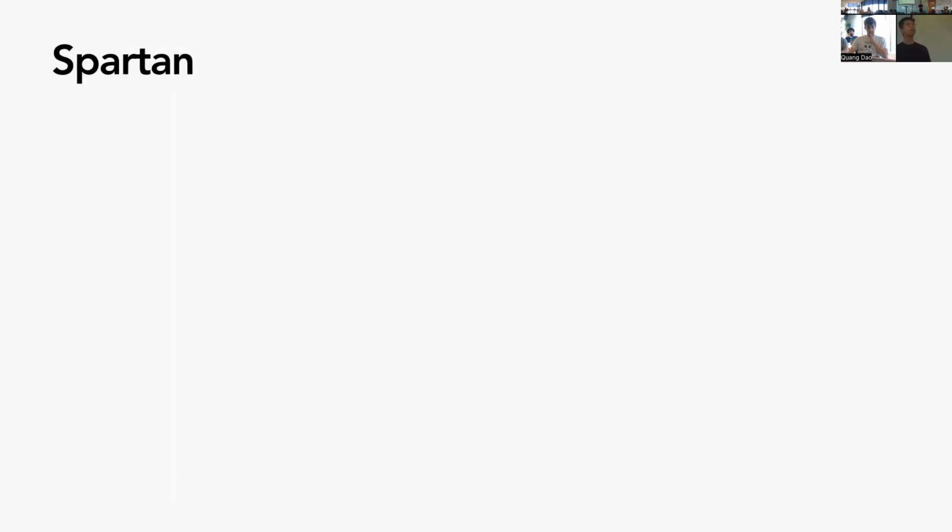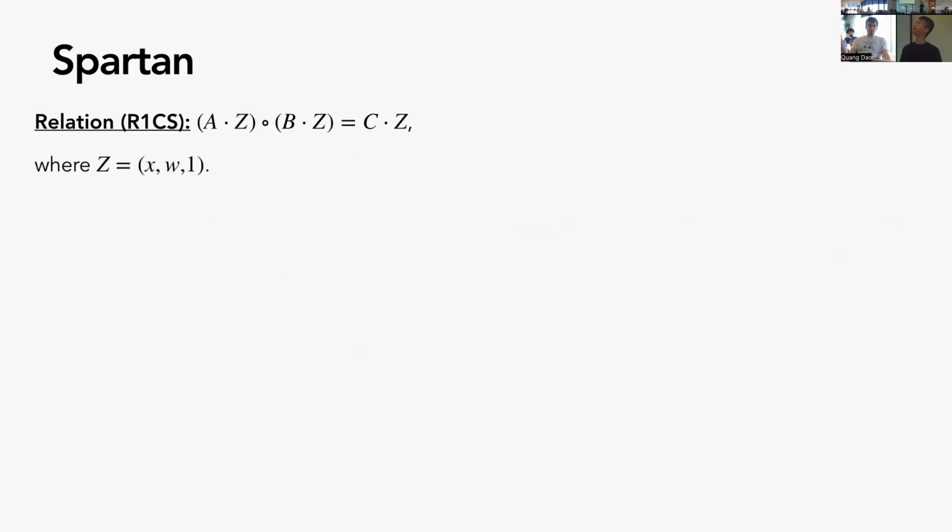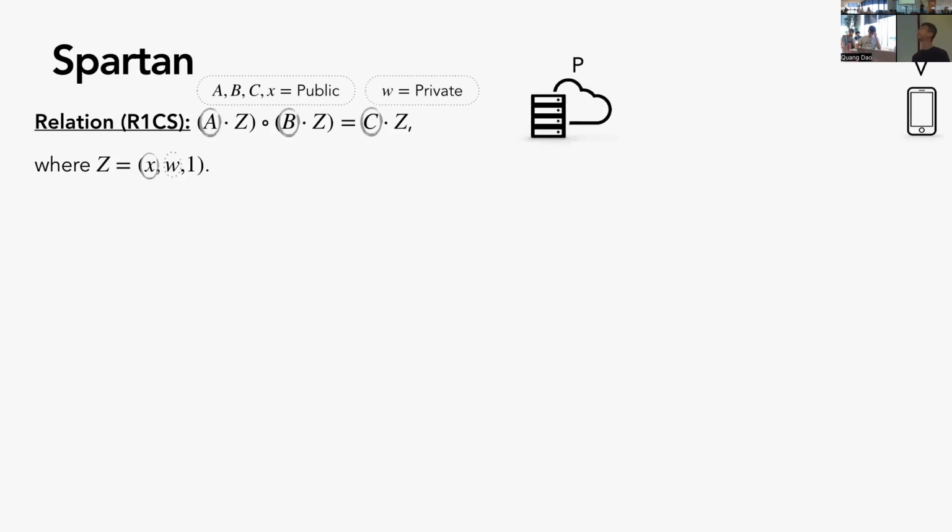Okay, so Spartan is a different proof system. It is still based on discrete log, but the relation is different. This is something called rank-one constraint system, R1CS, and it is an NP-complete constraint. Here we have the matrices A, B, and C, and the public inputs X, which you can think of as the structure of the circuit and the public input in the circuit. And then you also have this witness W.